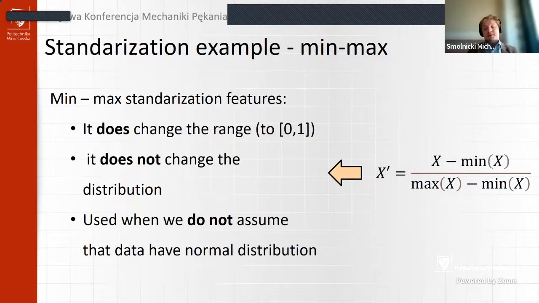Which one is better? This is to be checked, to be processed, and then we have something that we can use in the future. But this is just an example of min-max standardization, which, as you can see, changes the range of the data to some arbitrary range, in this case 0 and 1, but it doesn't change the distribution of the data, which is very useful because we don't lose some information. And it's used when we don't assume the data has a normal distribution, which is often not a true assumption for the acoustic emission data. So this is very useful.